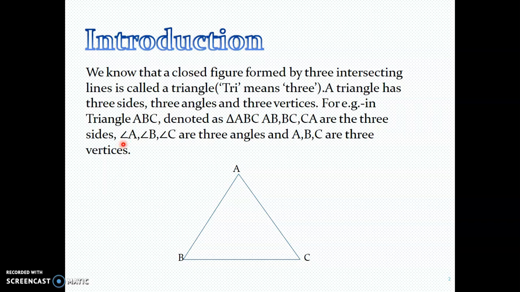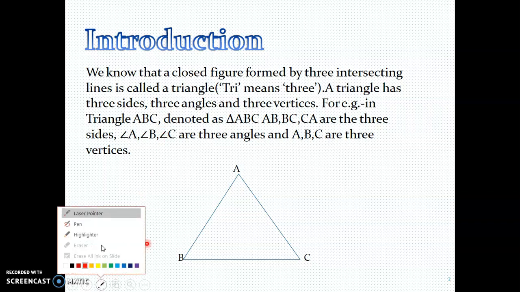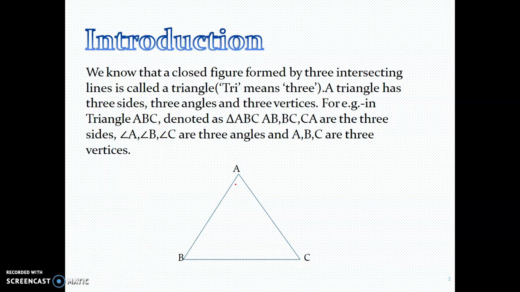I had already told you, so I'm explaining again. This notation is of angles: angle A, angle B, and angle C. Let me take the pen. This is your angle A, this is your angle B, and this is your angle C. And these are the sides: AB, another side, and the third side BC. So there should be no confusion here, students. These are the three sides.